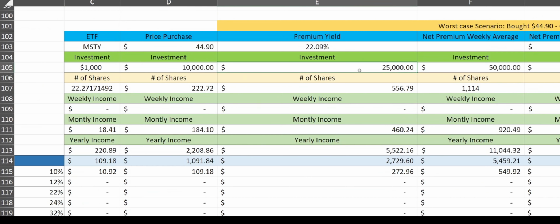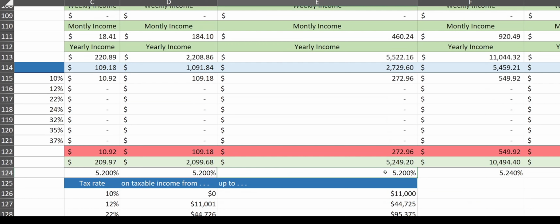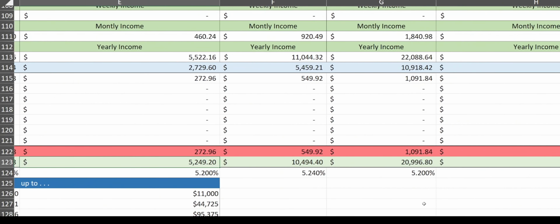Beautiful. Right. So for that $25,000 investment, we have 556.79 shares. That monthly income is $460.24. The yearly income is going to be $5,522.16. Because of the return of capital considerations, we have to pay taxes on $2,729.60. Still in that 10% bracket. So we pay $272.96 in taxes. That's still a 5.2% tax rate. And your net take home after taxes is $5,249.20.